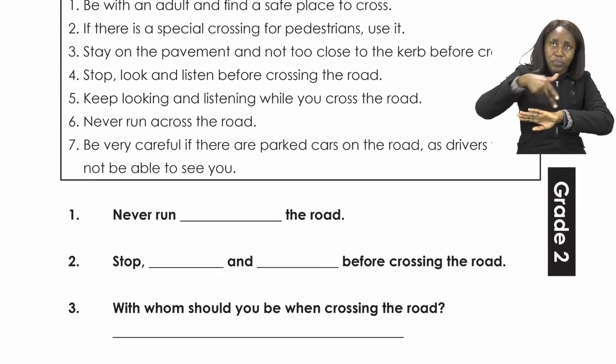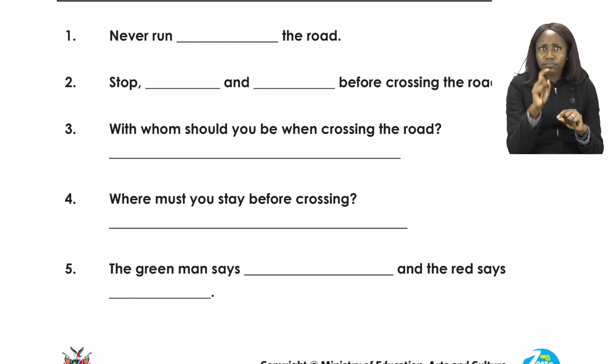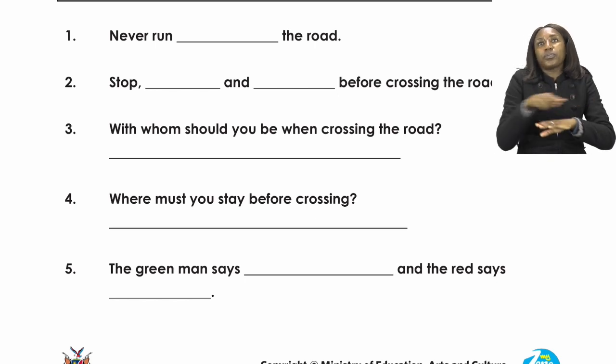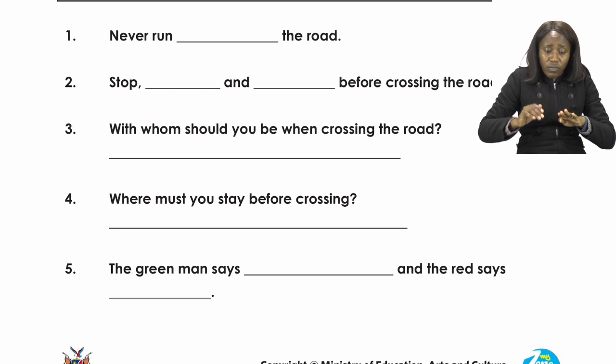Now that we are done reading our rules, let's take a look at our questions. Remember, you need to read them 3 times. We're going to read them twice together, and then the last time you're going to read after you have answered them. Number 1 says, never run dash the road.